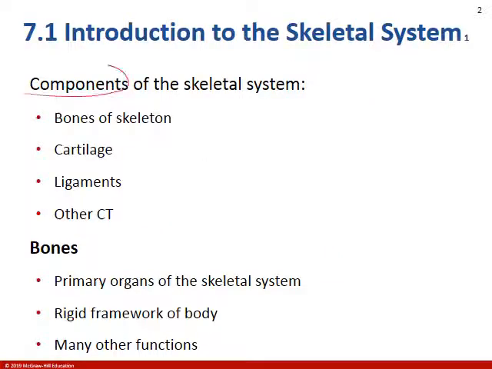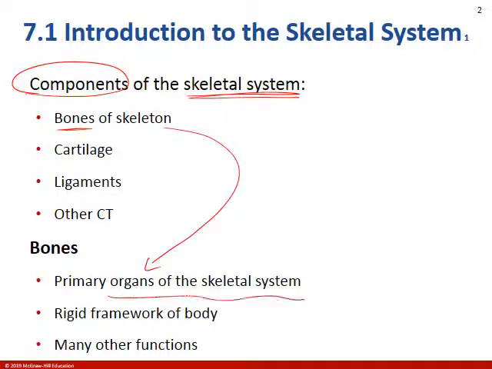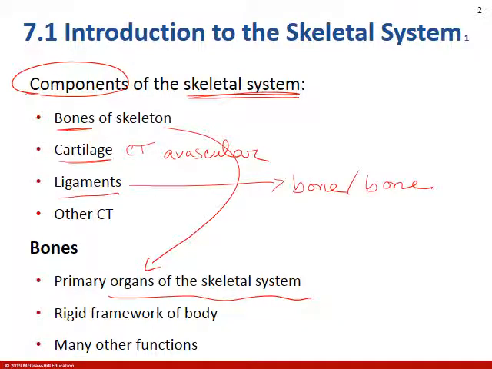To start, we need to talk about the components of the skeletal system. So we know first we have bones, and this is going to be the primary organ of the skeletal system. But we do have cartilage, right? Connective tissue that is avascular. Then we have ligaments, and remember, ligaments are how bone is attached to bone. Remember, it's the collagen fibers in that parallel line structure, right? So it's that dense, regular connective tissue.